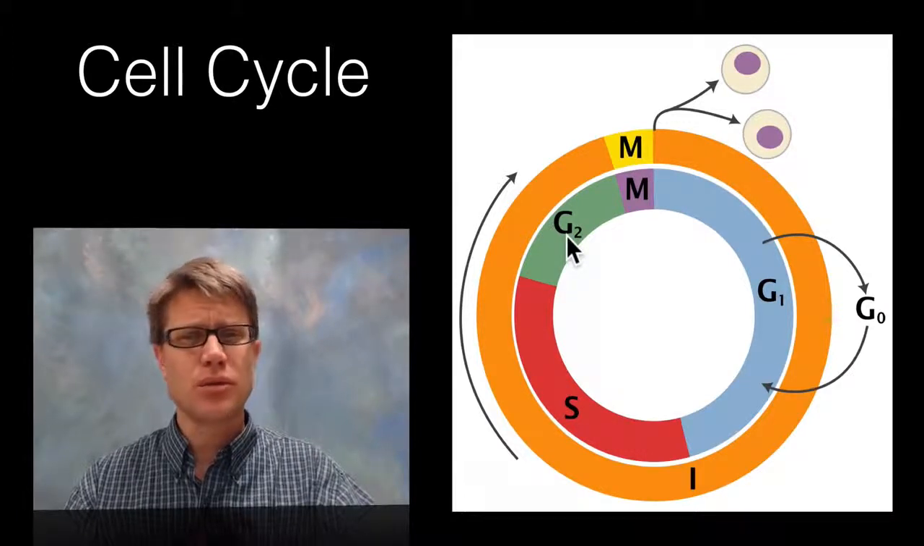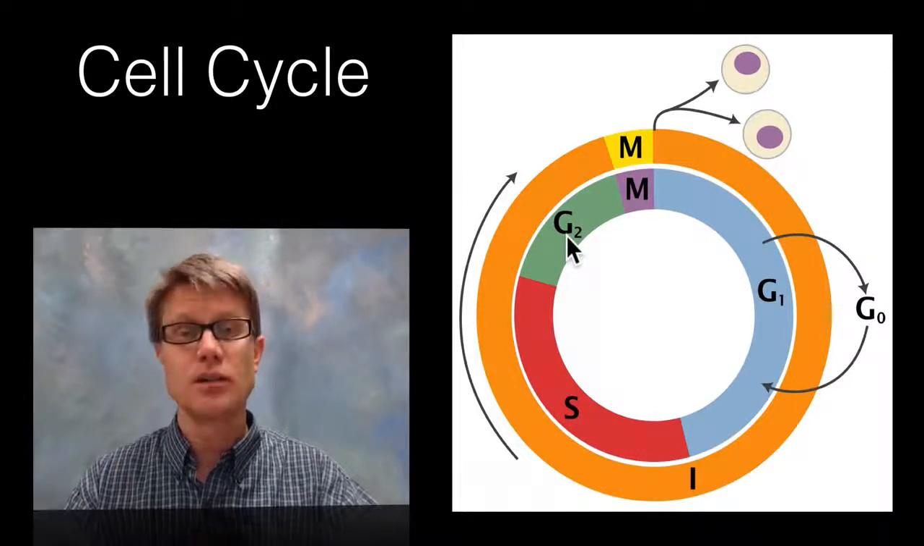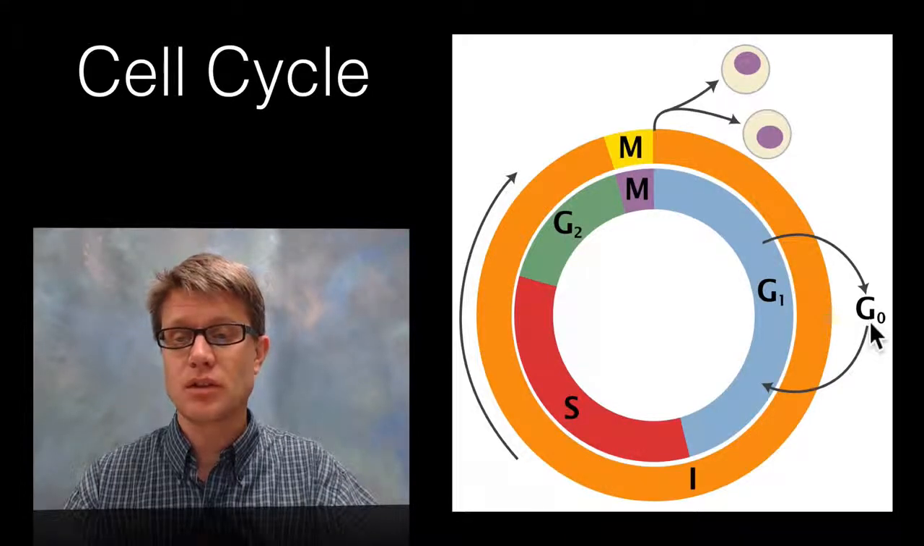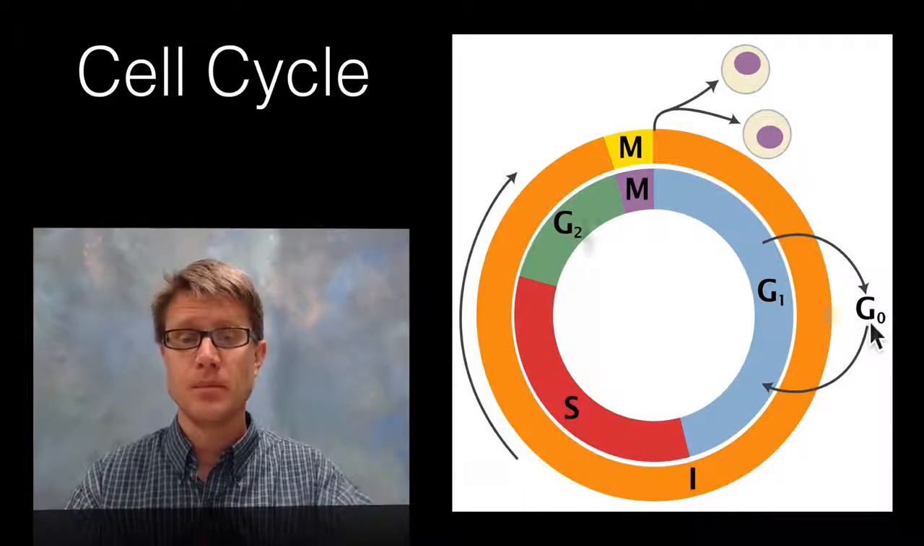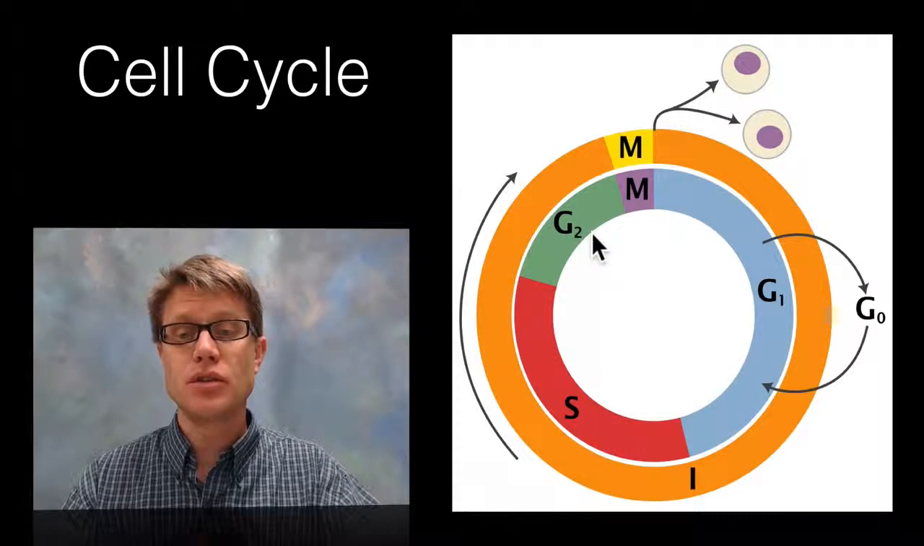Now, some cells don't go through this. They don't copy themselves, like nerve and muscle cells. And so they enter into what's called a G0 phase. They never divide. But if you are going to divide after the G2 phase, then you go into what's called the M phase. And that's the mitosis, where we're dividing the nuclei.